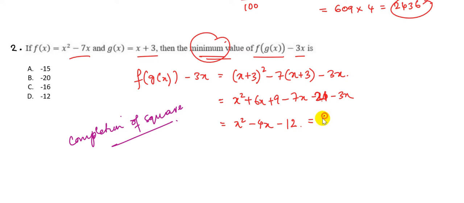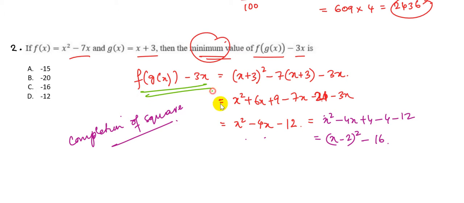This would be x square minus 4x plus 4 minus 4 minus 12. So this will give us x minus 2 whole square minus 16. So that means the minimum value of this will happen when this goes to 0, because the minimum value of any square is 0. So when this is 0, then f of g of x minus 3x will be minimum, and the minimum value will be minus 16.